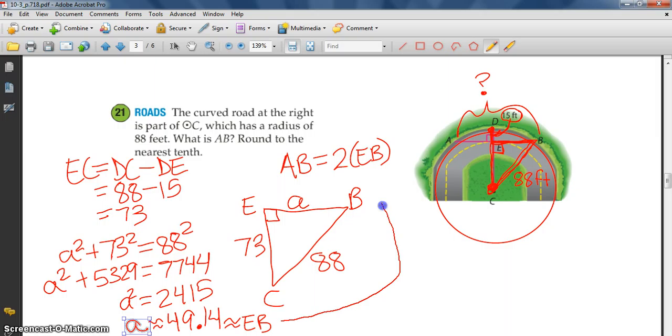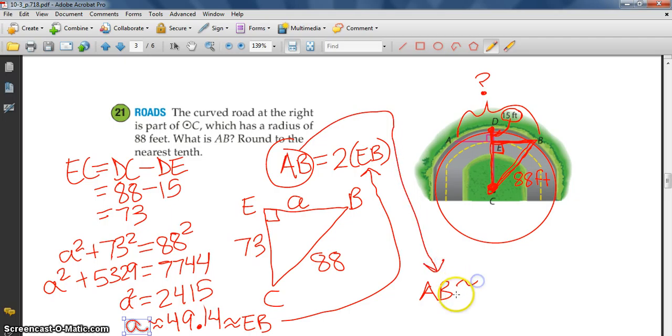But remember, we wanted to find AB, so we need to multiply that by 2. So AB, which is 2 times 49.14, is approximately 98.3 feet.